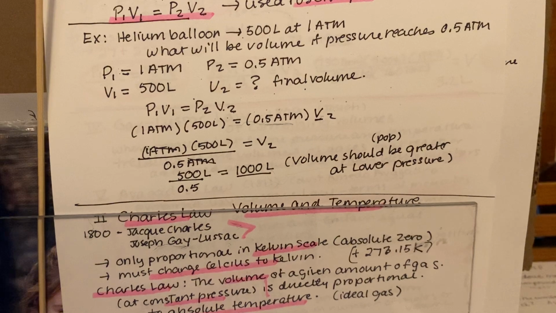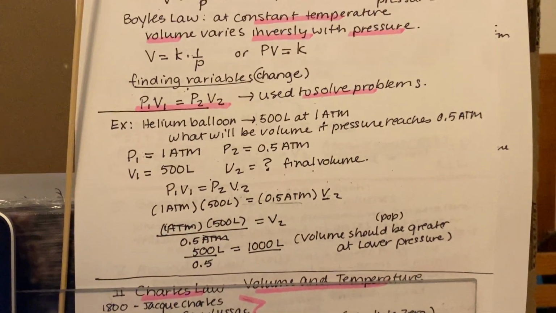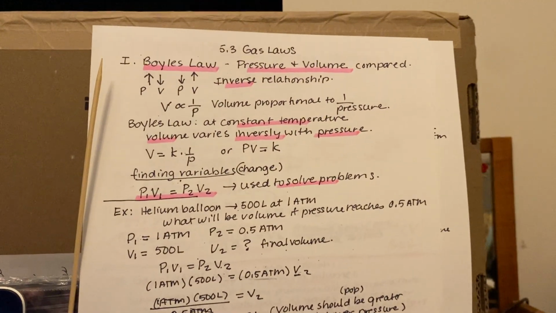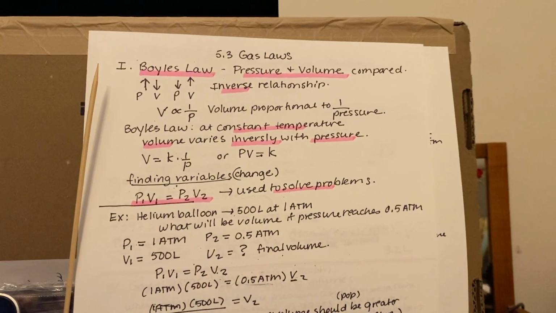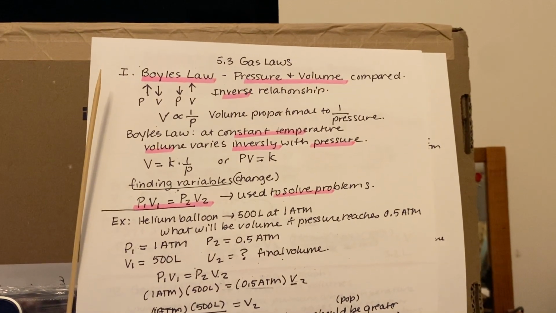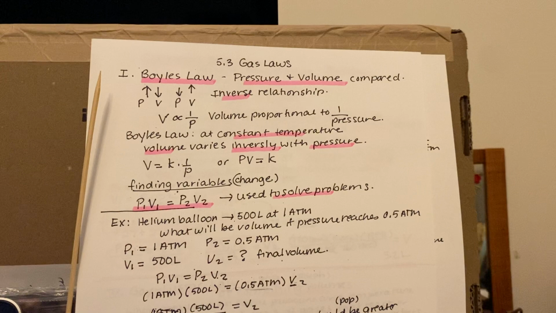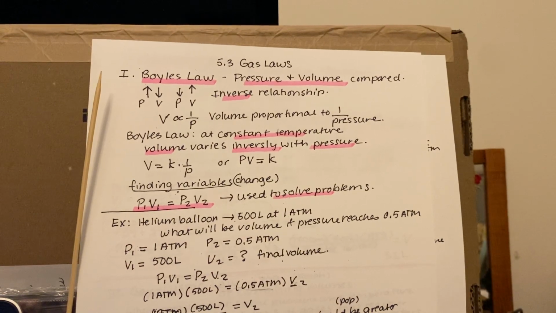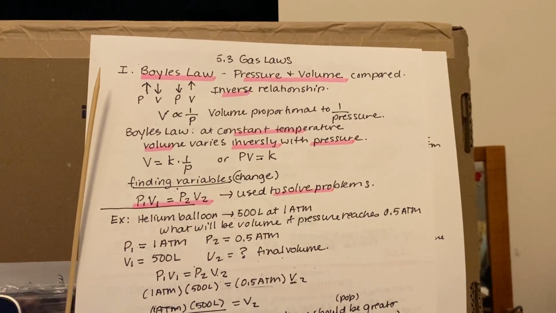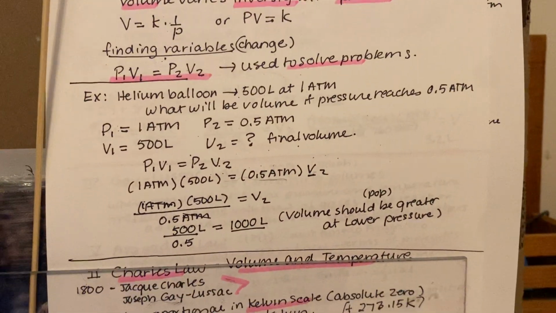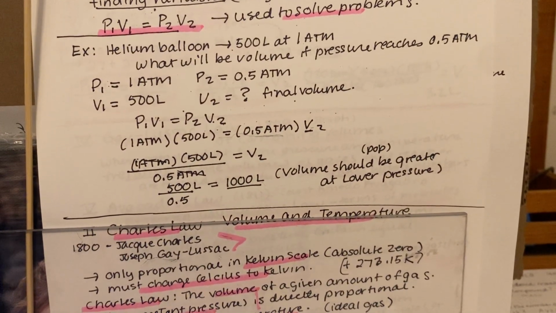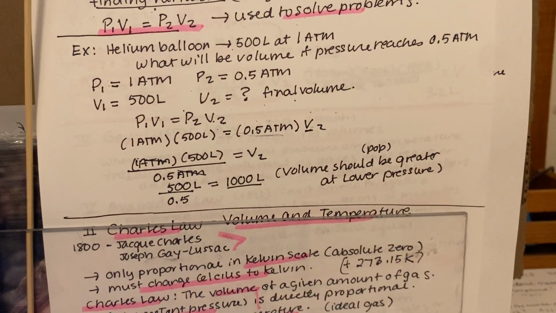Boyle's law. And a review of Boyle's law, right here: Boyle's law has to do with pressure and volume. Temperature has to remain constant. And it's always an inverse relationship. As one goes up, the other goes down. Okay, that's Boyle's law.